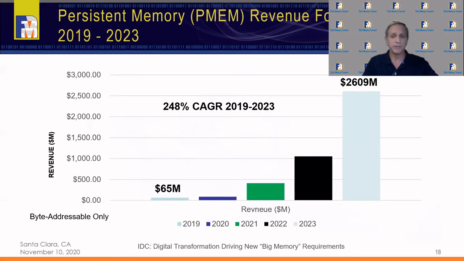Persistent memory is a growing market. IDC predicts the market for persistent memory will rise at a compound annual growth rate of almost 250%. This will result in a $2.6 billion market in 3 years.